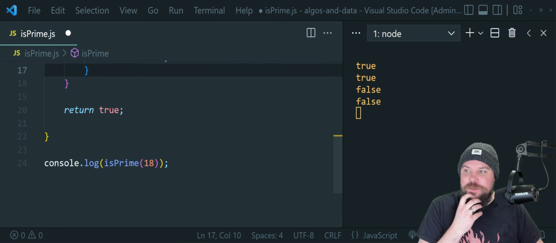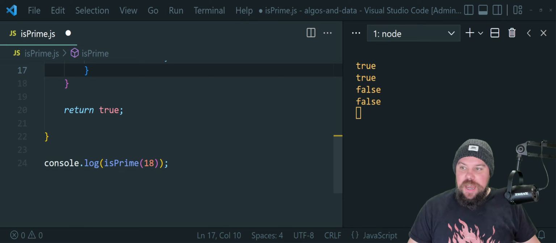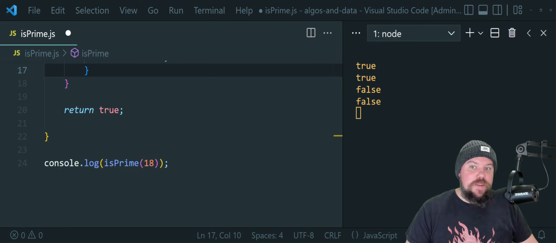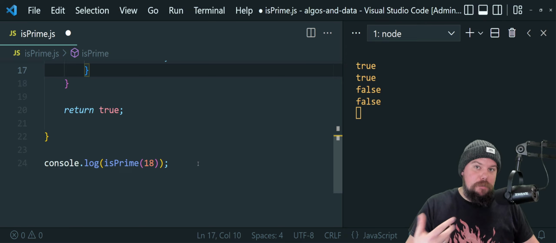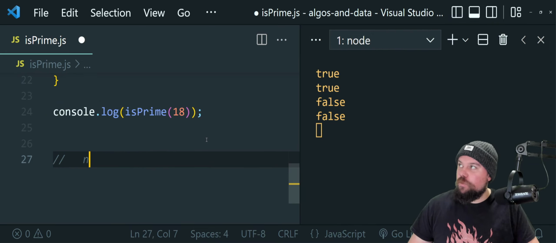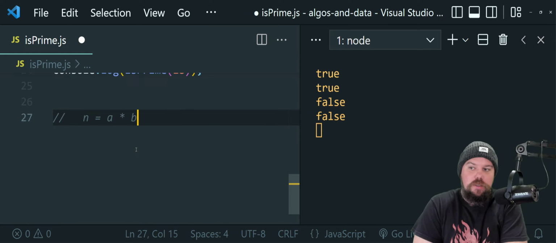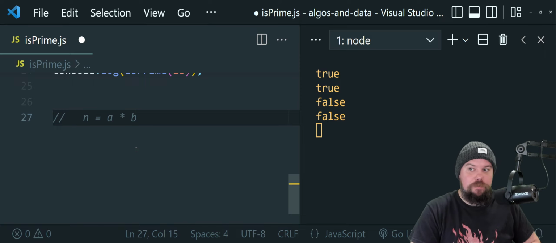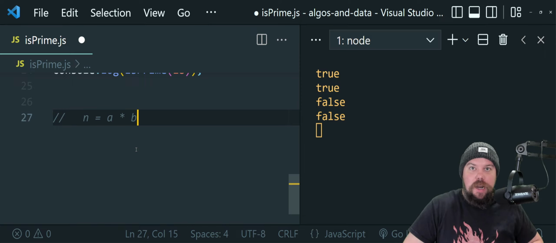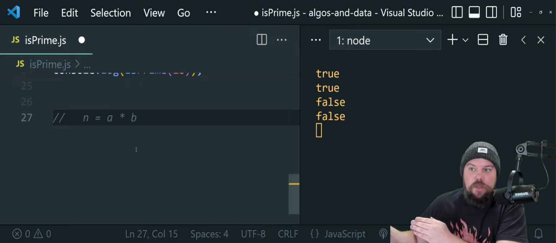Let me break down why it works. Say we have a number n. If n is not a prime number, it can be factored into at least 2 numbers, a and b. We know that it can be factored into 2 numbers such that their product, their multiplication, gets us that number. That's what our factors are for our prime numbers. We know that we can multiply 2 numbers to get another number.